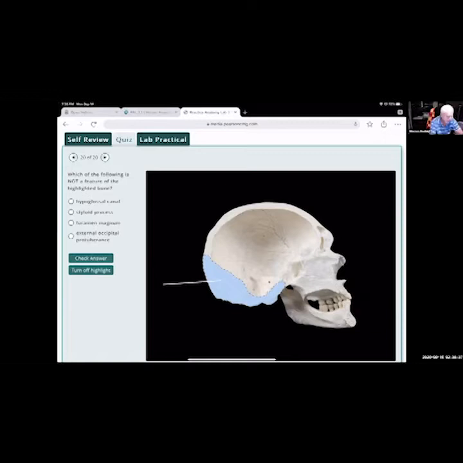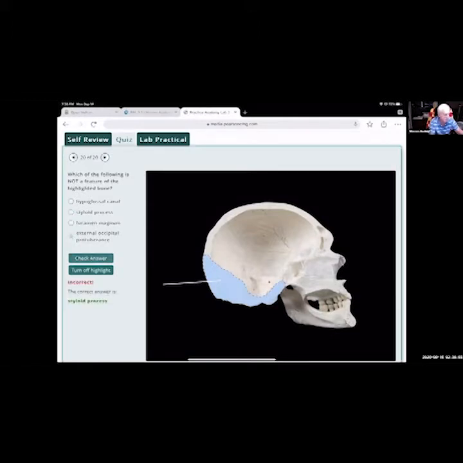No, the hypoglossal canal runs through the occipital bone right by the foramen magnum. The styloid process, we could do that. I think it is the external occipital protuberance. I think that's in the temporal bone. I would say external occipital.